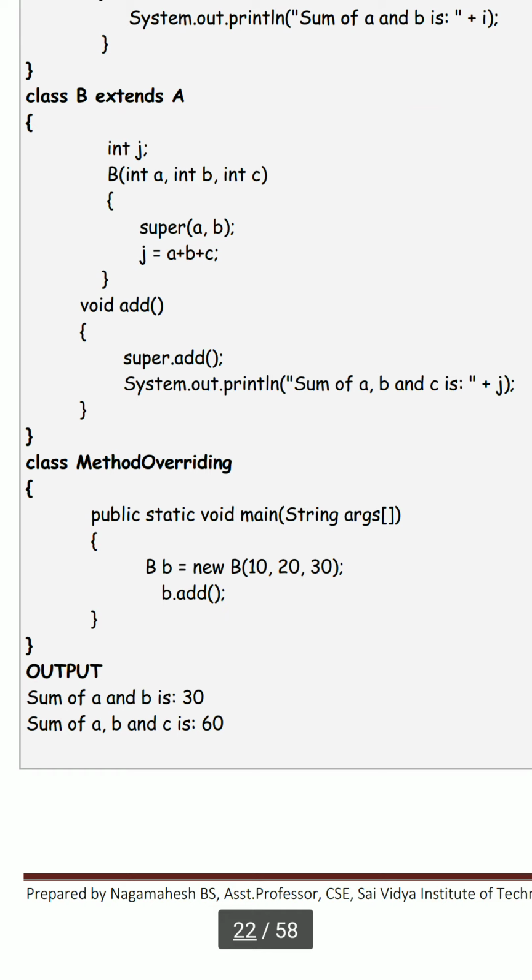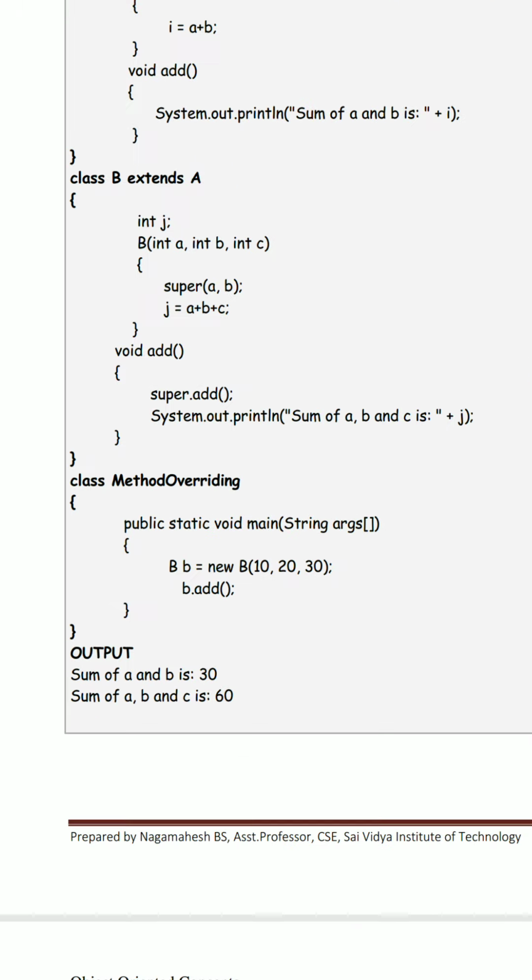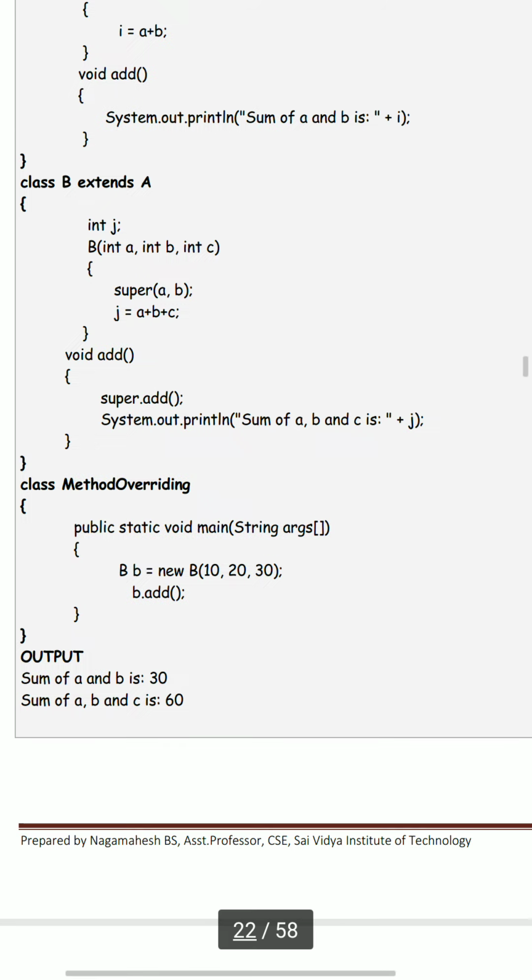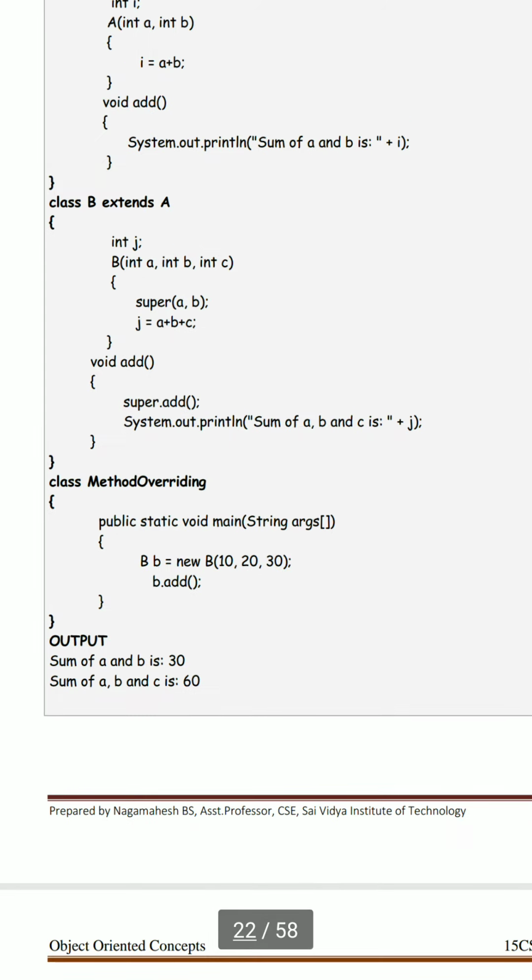Here you see the program execution, class method overriding. In this class we are going to have the main method, public static void main. Then we are going to create the object of class B. B b = new B(10, 20, 30). Here you see the constructor B has int a, int b, int c, and for a, b, c it is going to assign the values 10, 20, 30 respectively.